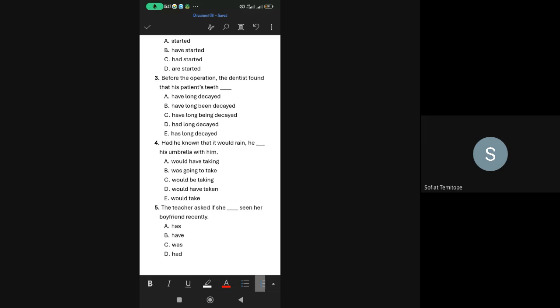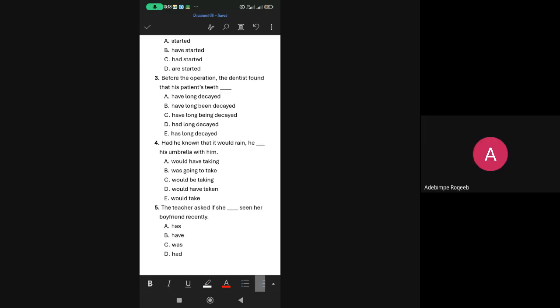Now, question 4. Had he known that it would rain, he dash his umbrella with him. Which of the options would have taken? Because I have two would have taken there, one in option B and one in option D. It is option D.